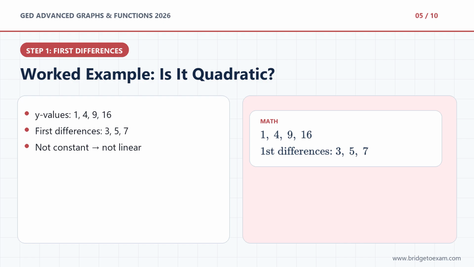Step 1, find the first differences. 4 minus 1 is 3. 9 minus 4 is 5. 16 minus 9 is 7. So the first differences are 3, 5, and 7. They are not constant, so it isn't linear. Let's go one level deeper.